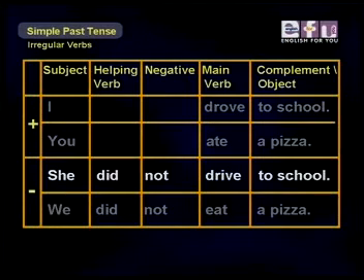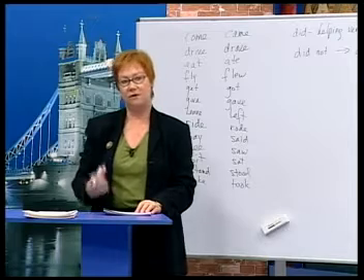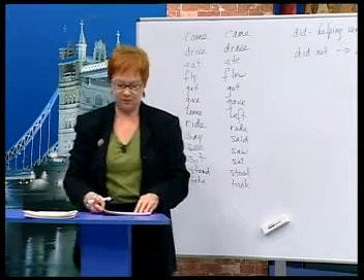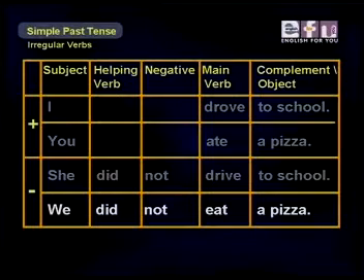Okay, the next two examples are negative. She did not drive to school. And of course you could say she didn't drive to school. The other example is we did not eat a pizza. Subject, helping verb, negative, main verb, and object.